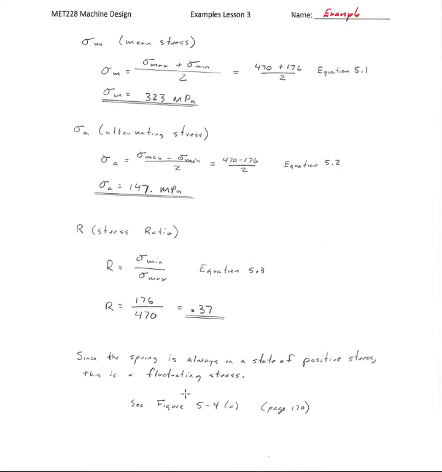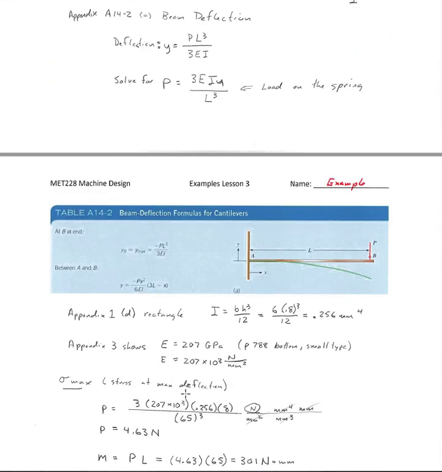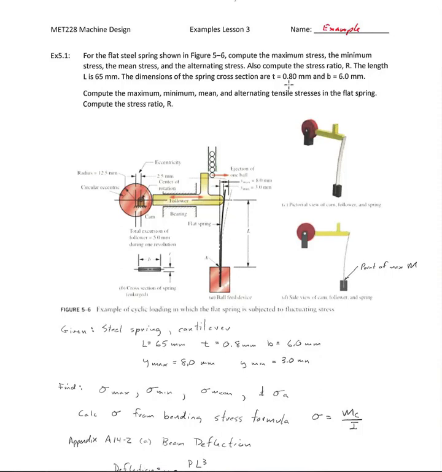So this is the example of how to calculate the mean stress, alternating stress, and stress ratio in a beam that is subject to cyclical loading.